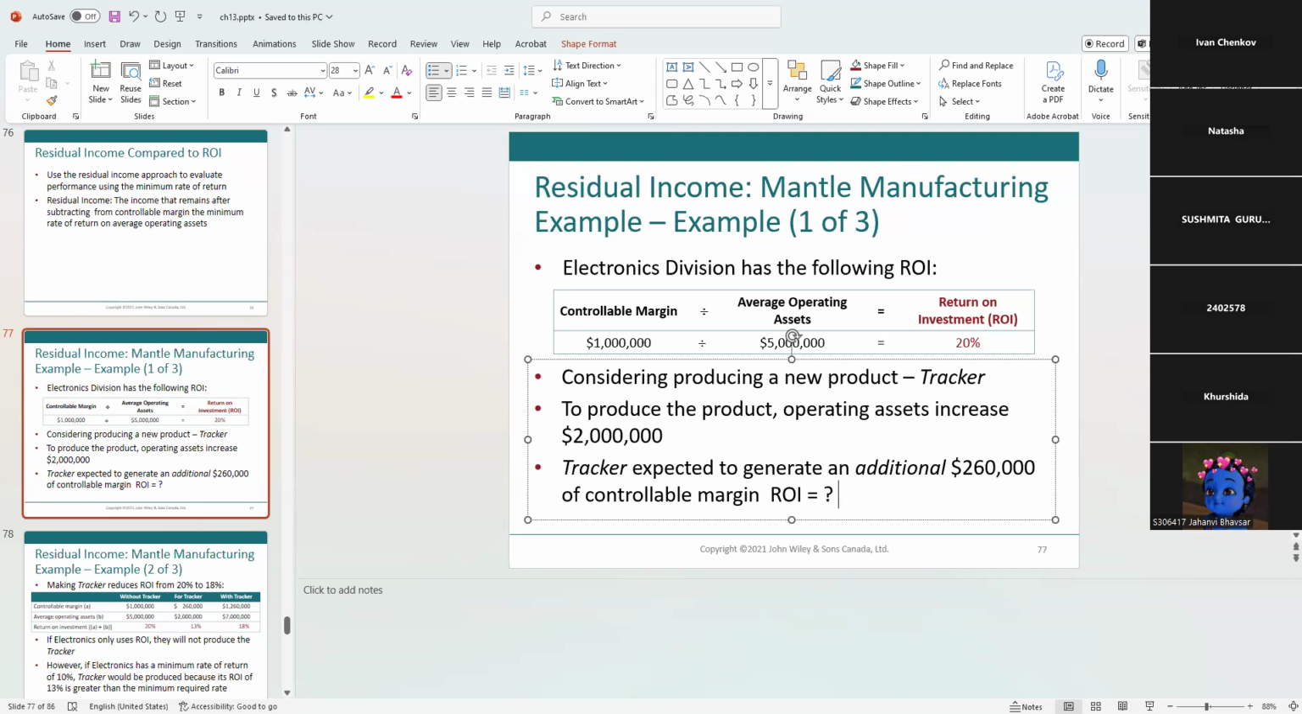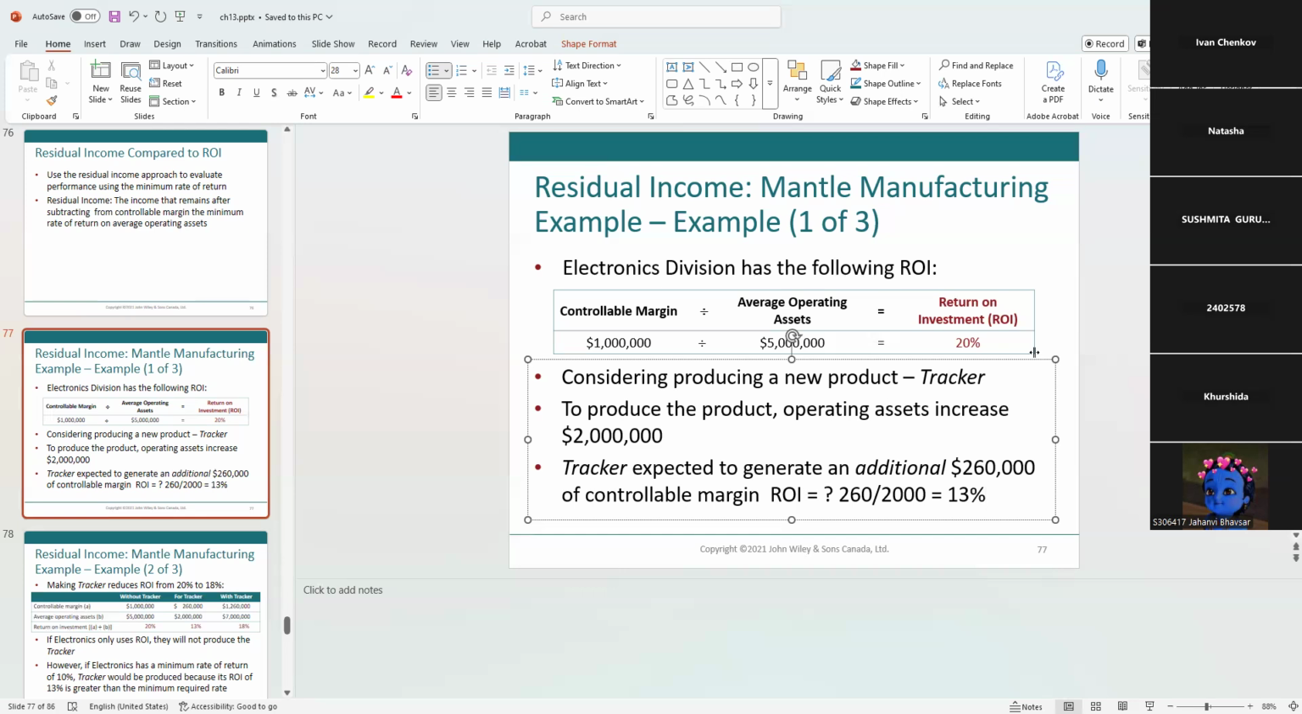How much are you getting, Natasha? 7.69. How did you get 7.69? You're getting 260 divided by 2000. That's where I went wrong. So how much are you getting? 13%. So you're getting 13%. Return on investment here is 13%.